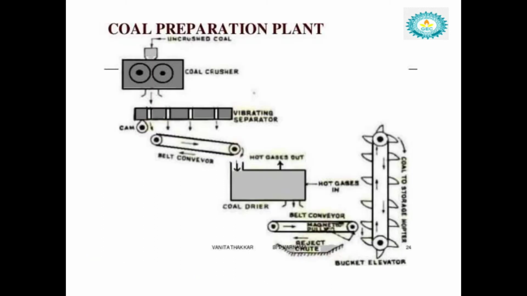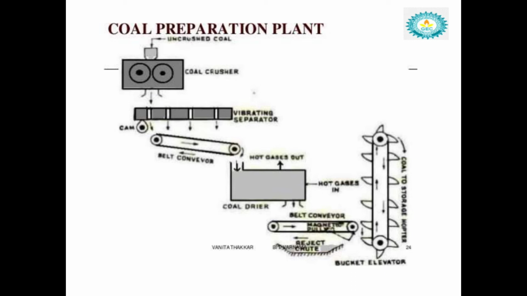This is the layout of the coal preparation plant. The uncrushed coal is sent to the coal crushers. In the coal crushers, we are using mills and coal crushing equipment.